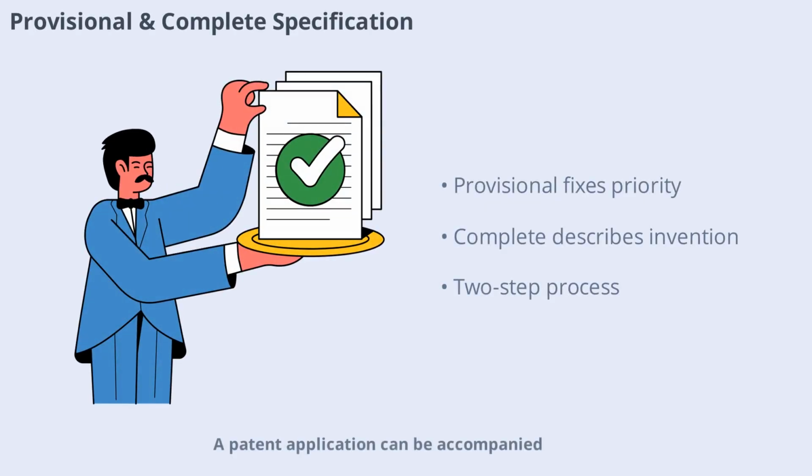A patent application can be accompanied by a provisional or complete specification. The provisional specification fixes the priority date and allows further research before filing the complete specification within 12 months. The complete specification fully describes the invention and its method of execution. This two-step process gives inventors time to refine their inventions while securing their rights.